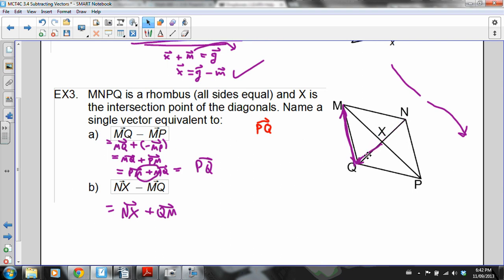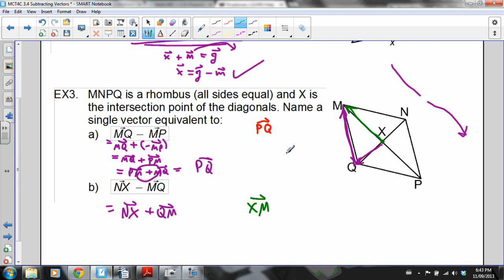There. If I wanted to do that, I could. Right? Because this vector and this vector were equal. We said that's a property of a rhombus. And then where's the answer? Where's the answer? It's right here. Start at the tail, end at the tip, triangle rule. It's XM is the answer.